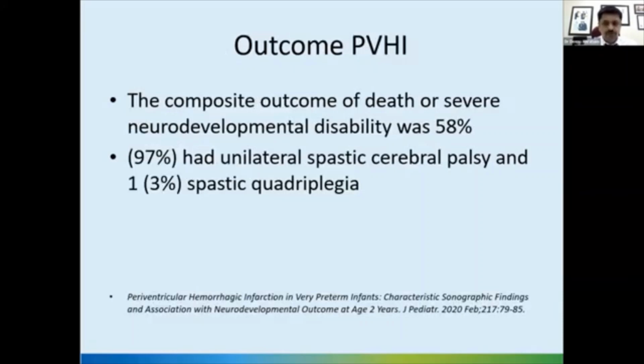And this is the other study which was published in 2020. It is again showing similar results, around 58% in grade 4. And again, showing unilateral spastic cerebral palsy in 97% of cases with grade 4 bleed.